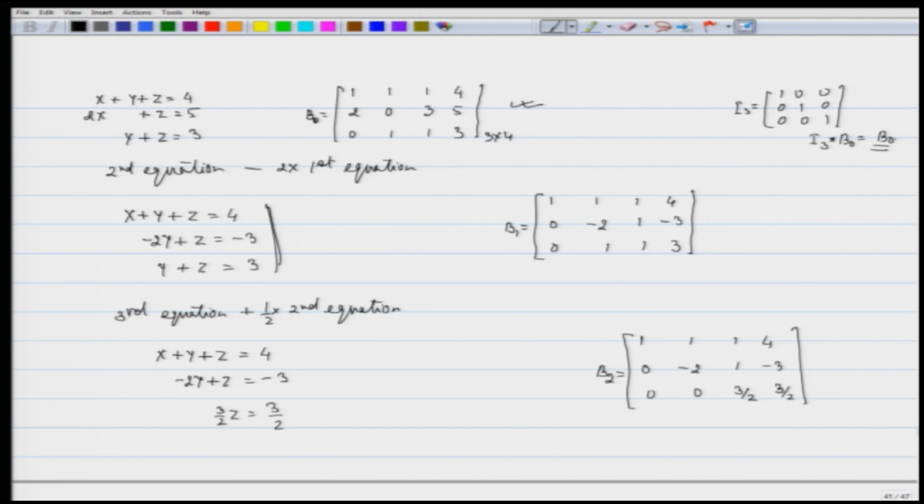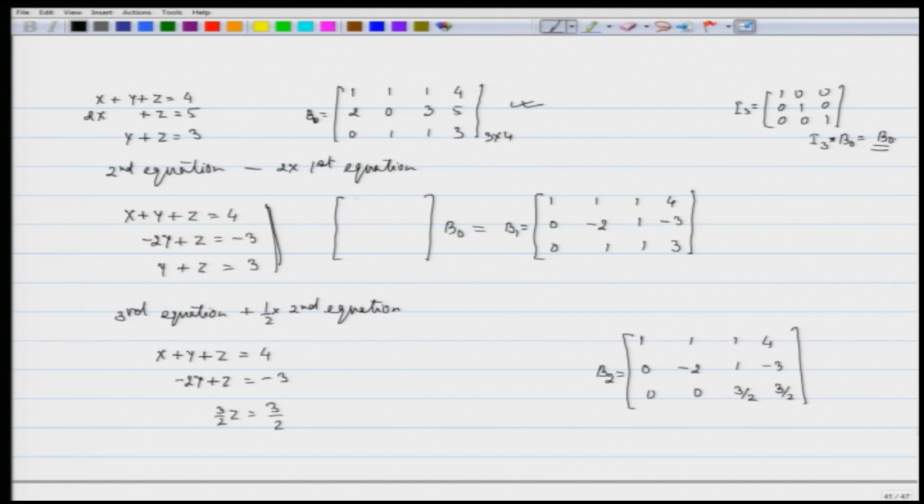I want to change I3 in such a way that I get B1. So the idea is I want to do something to I3, multiply it to B0 and get B1. The idea is do something to the identity and get B1. So what we see is that coming from the first part to the second part, the first equation, or the first row of the matrix, did not change. The first row of B0 and the first row of B1 is still the same.